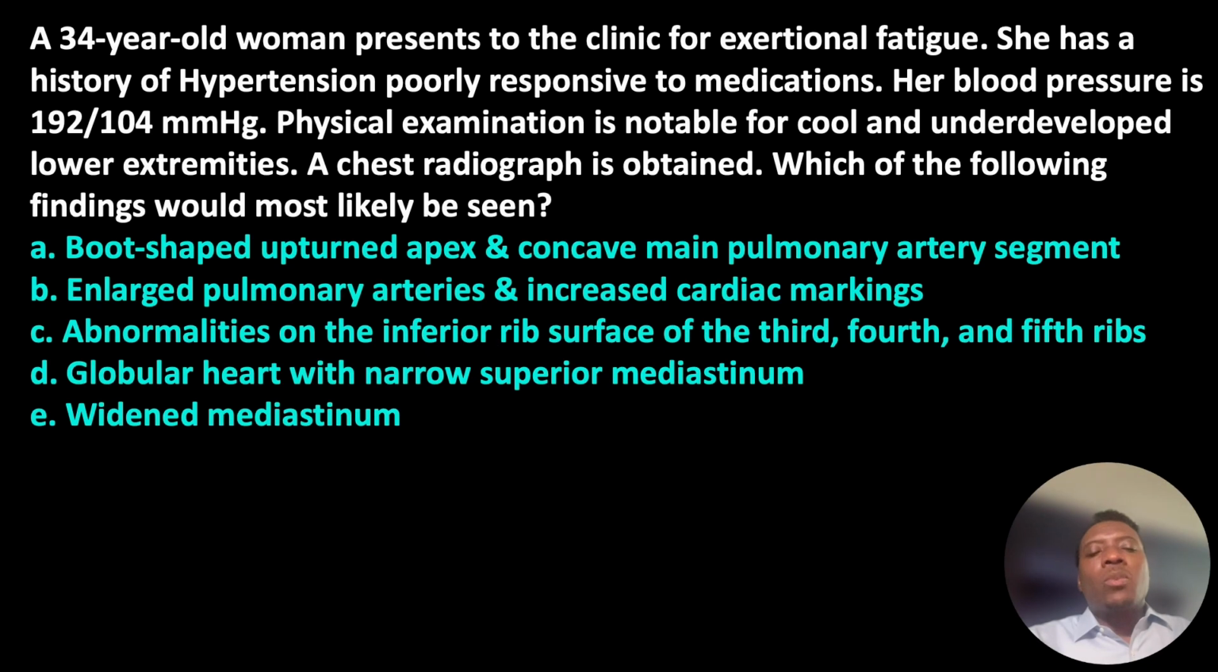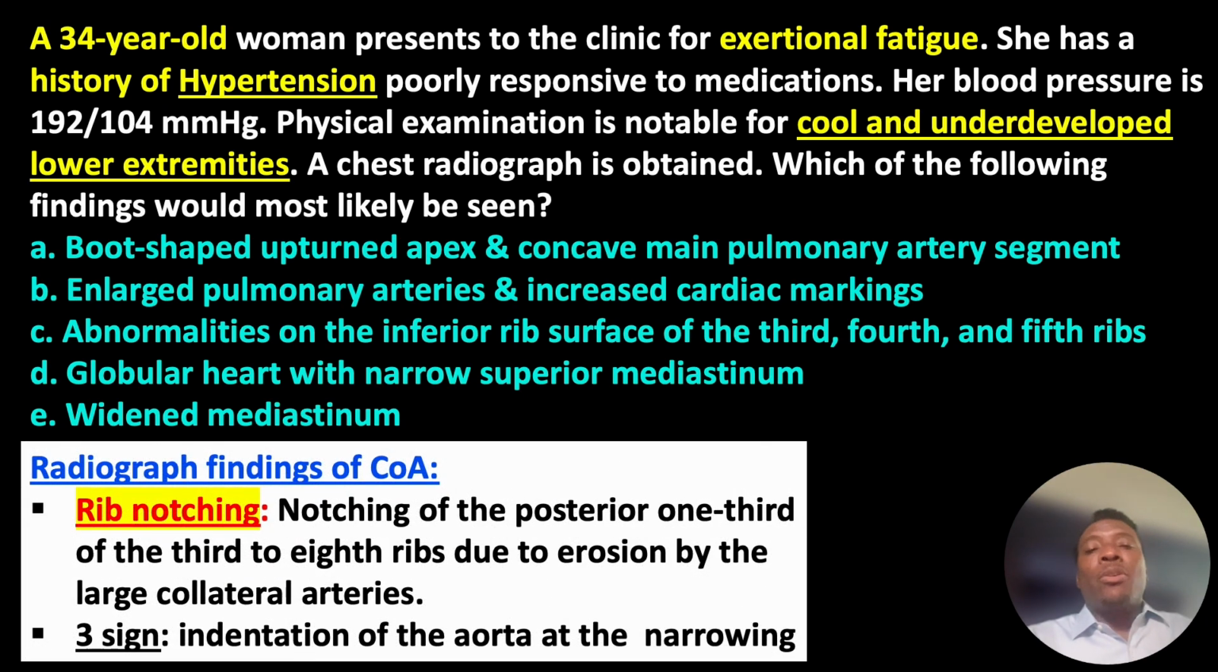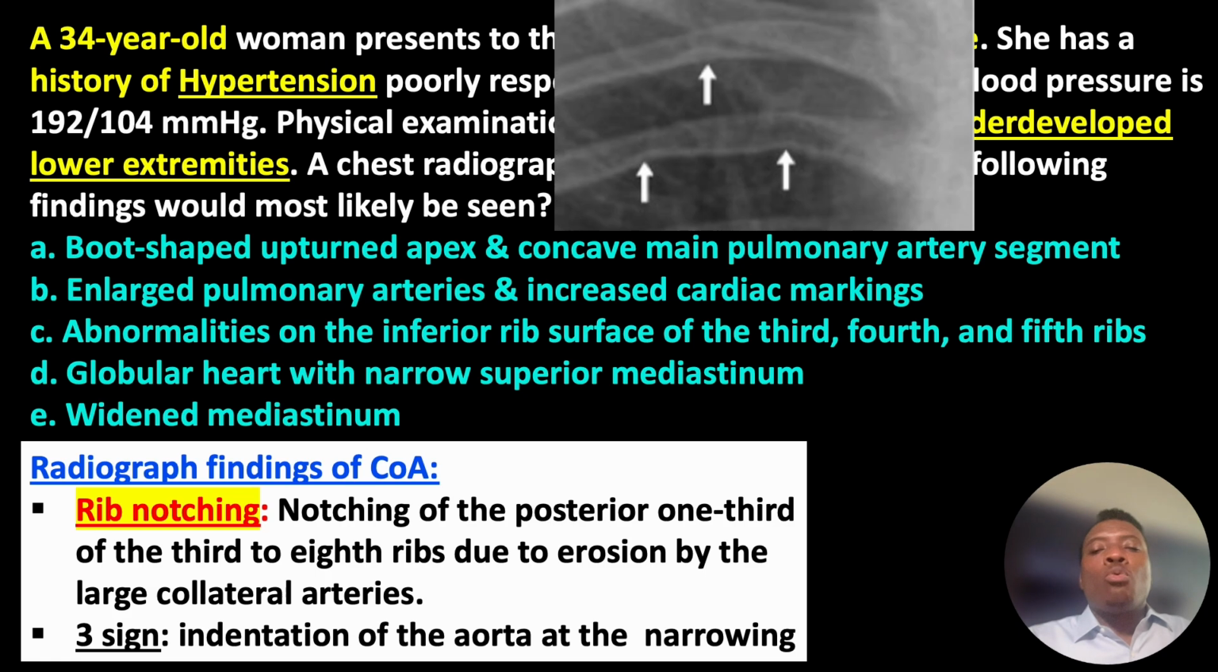Which of the following findings would most likely be seen on chest radiograph? In this case, she has fatigue, hypertension, and cold and underdeveloped lower extremities, which are hallmark for coarctation of the aorta. There are two classic radiograph findings in adults, and that would be either the 3 sign or the rib notching, the inferior rib erosion due to the increased dilation of the intercostal arteries as a collateral flow.